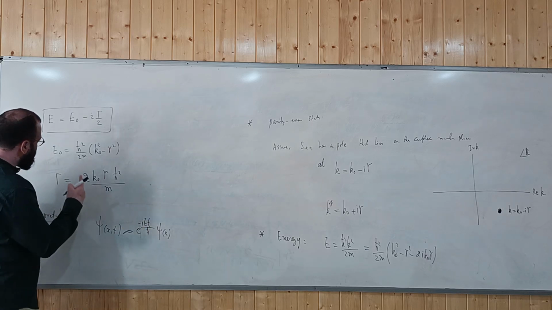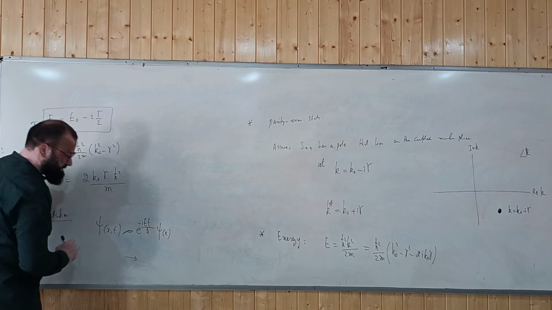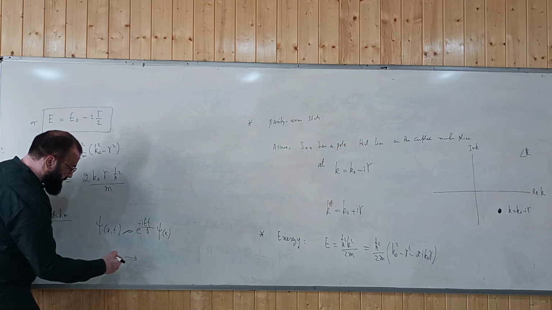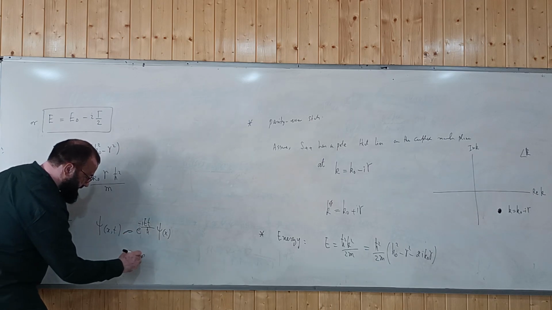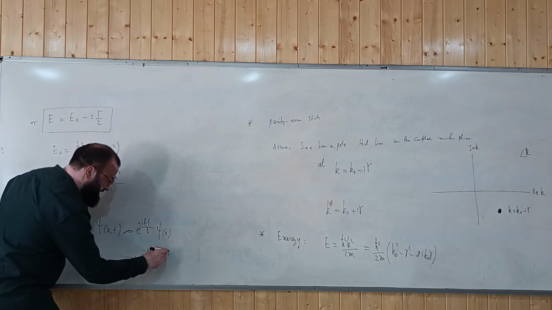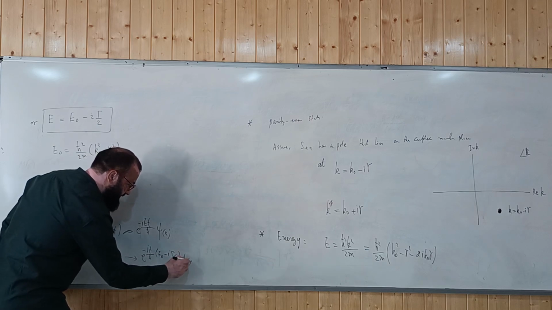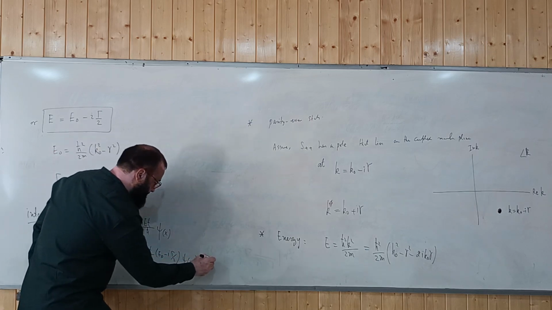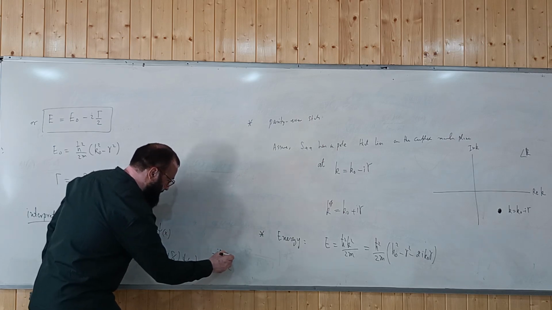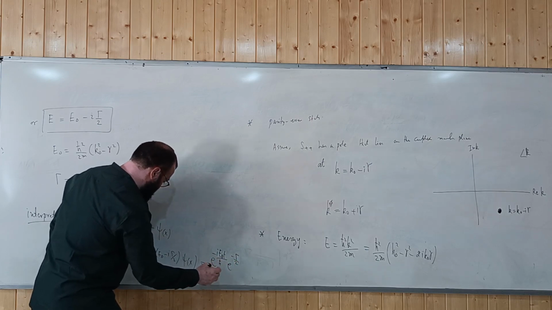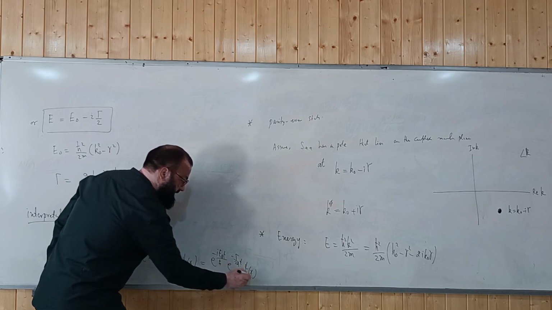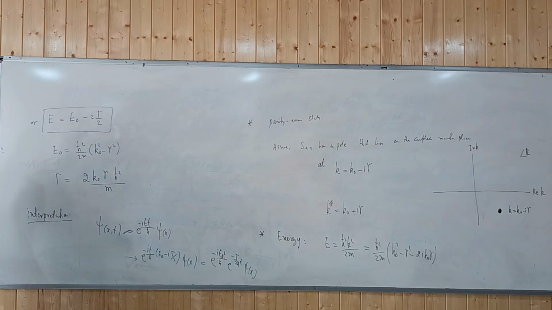So it is e raised to the power minus i E by h cross times t, with E equal to E naught minus i gamma by 2, times psi of x. So it's e raised to the power minus i E naught t by h cross, times e raised to the power minus gamma by 2 h cross, t, psi of x. Clear?